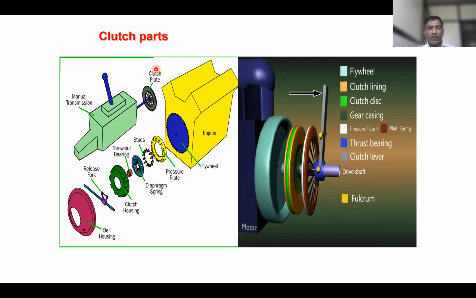You can see this one is the clutch plate. This is the flywheel. This one is the pressure plate. I will write here 3, and this is 2. So flywheel, then clutch plate, and this one is the pressure plate. In between this flywheel and the pressure plate, this clutch plate is provided. And to this clutch plate, what is there? The driven shaft.